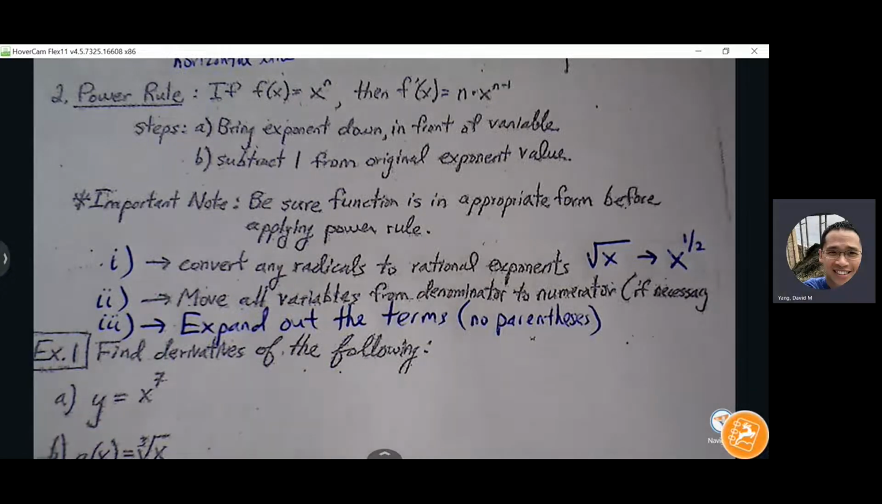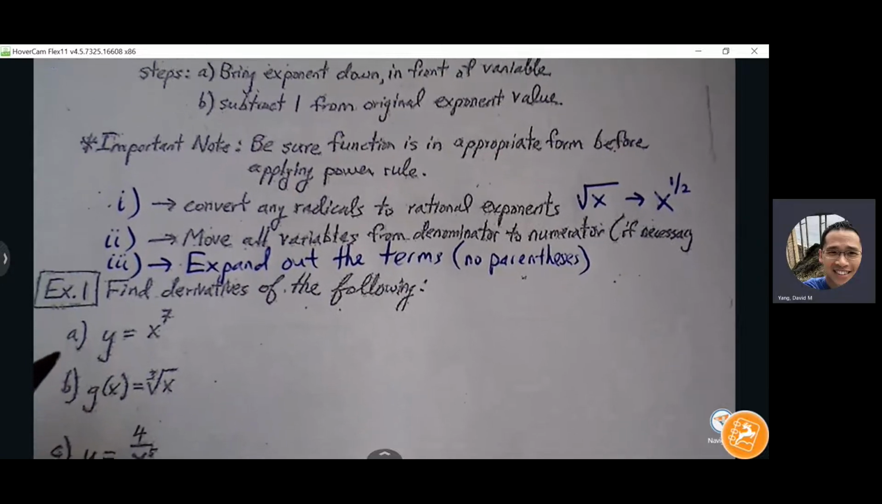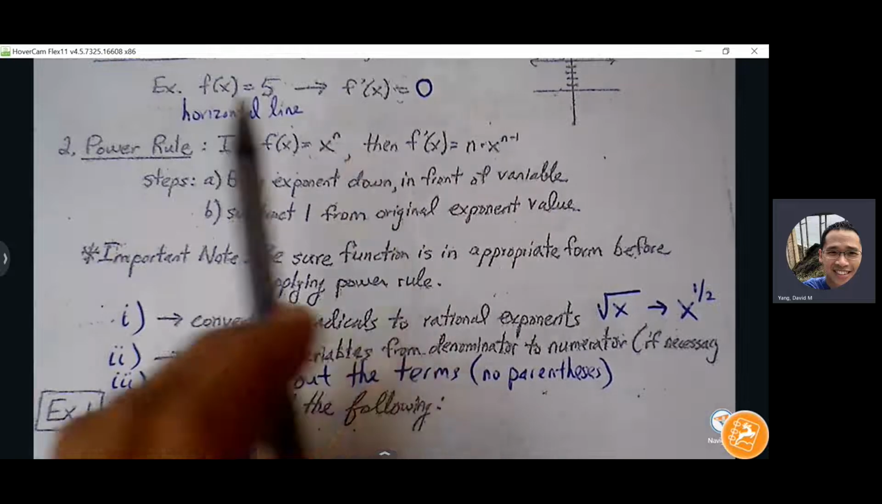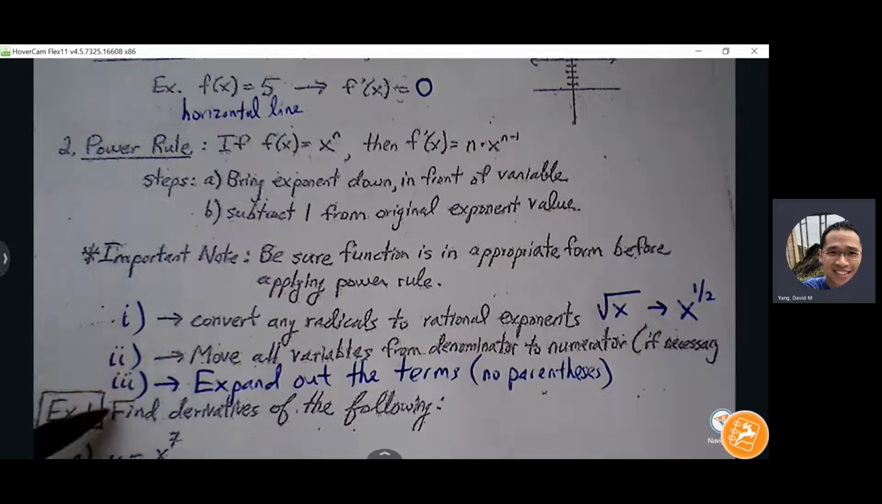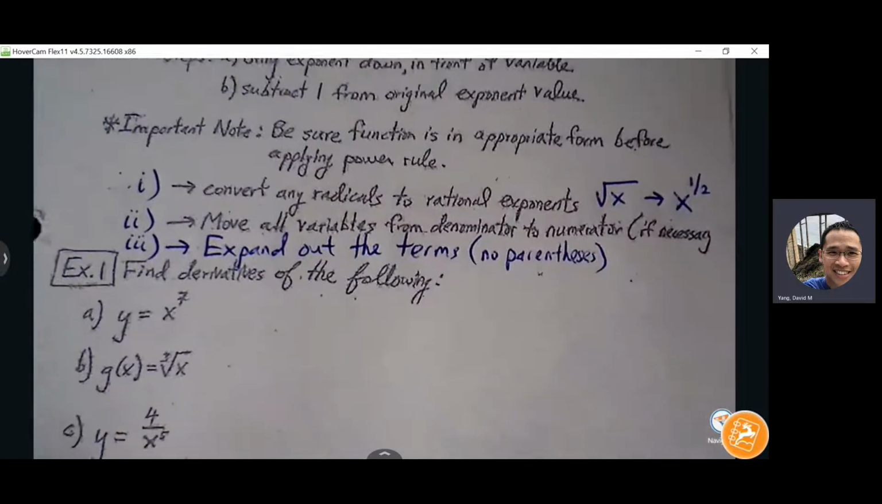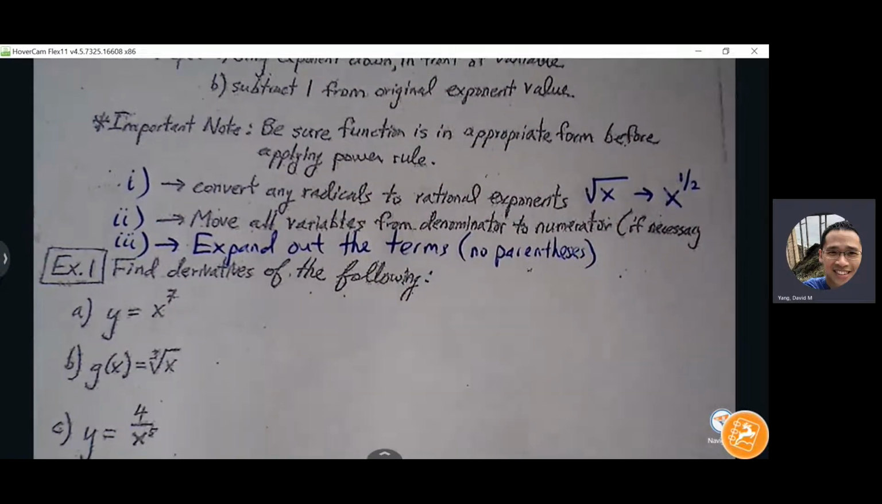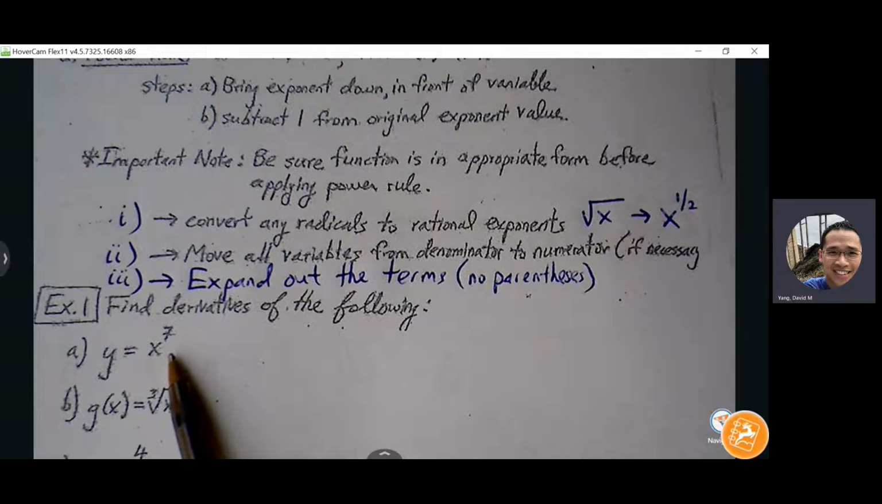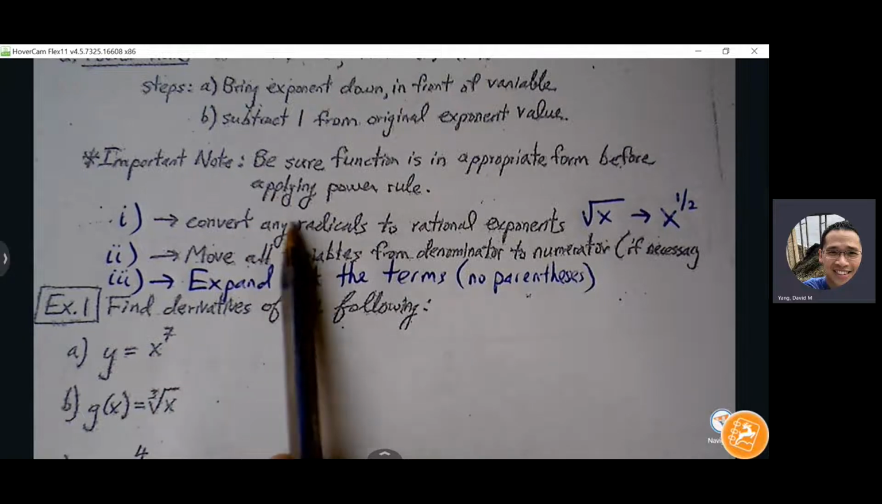Okay, so let's do one example here to practice this process, and along the way, I'm going to keep reminding us that we need to check for all three things and take care of all three things before we do power rule. Okay, so first, y equals x to the 7th power. If I want to find the derivative, I need to make sure all three conditions pass.